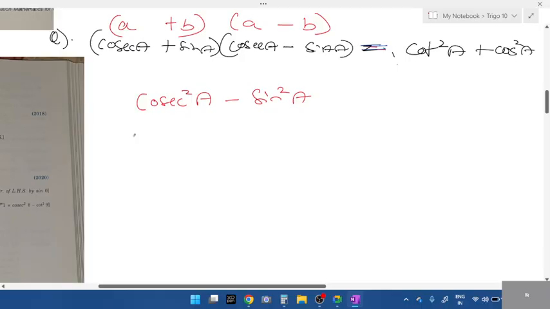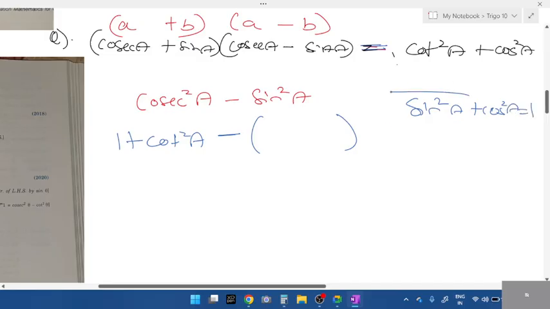It is just a two-liner question. 1 plus cot square. Keep minus as it is. In bracket, you write sine square a. What is sine square a? Tell me the relation. Sine square a plus cos square a is equal to 1. If I just want sine square a, what happens to this? Plus cos.